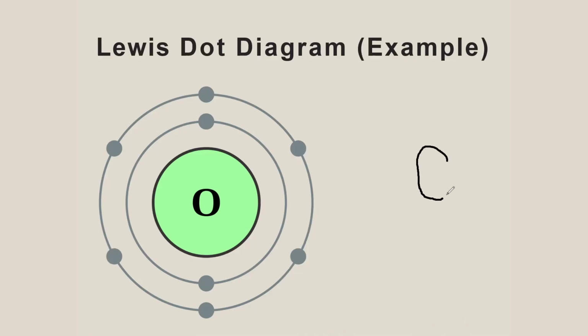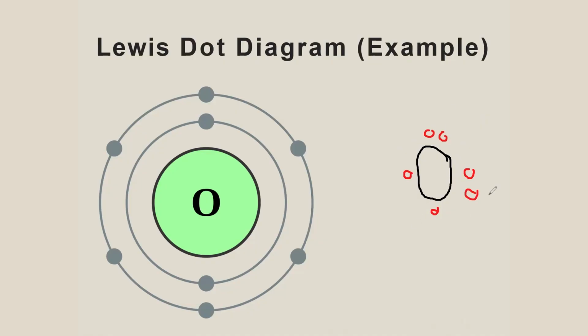So I will draw the O, the symbol of the atom, which is oxygen, and I have 6 electrons here. I will draw first one electron on every side. Now we have 4, we still have 2, so we can start pairing.